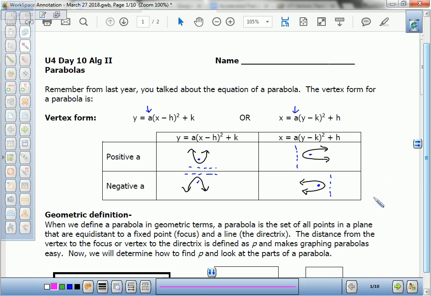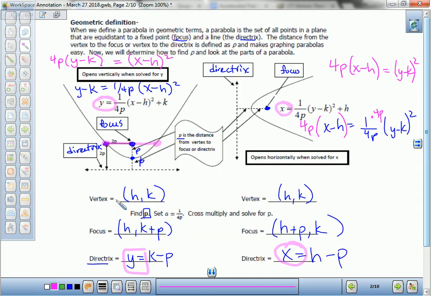Okay. So we talked about parabolas. We know they can open up or down, left or right. That's right. That's left. Okay? So if it's x equals, this is the new part. Our geometric definition of a parabola was a set of all points in a plane that are equidistant from the fixed point called the focus and the directrix. So with a parabola, those are the things we need to know: where the vertex is, what the focus is, where the directrix is.